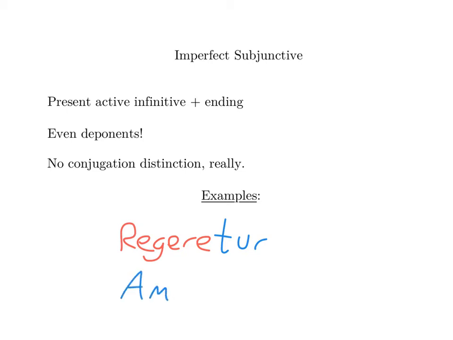So, sorry, I didn't change colors. So there's amare. This looks like the infinitive. It's beautiful. Let's just throw a T in there. Amaret. Boom. Now you have the imperfect subjunctive. It's the infinitive. You add one of the active or passive endings depending on what you want. It's great. This is actually the actual rule. It's not just a trick to remember.